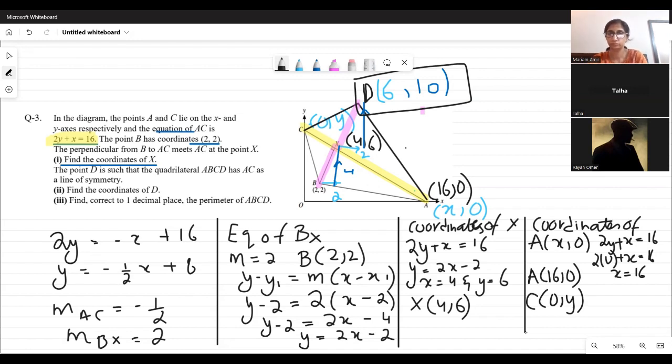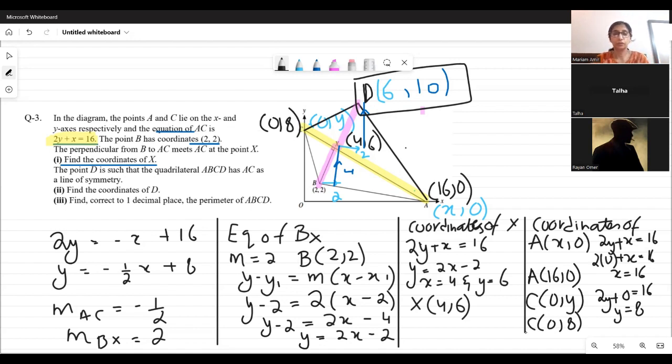Miss, we input x as 0. Yes, in the same equation of AC. So 2y plus 0 is equal to 16, which means y equals 8. So the coordinates of C are 0, 8.